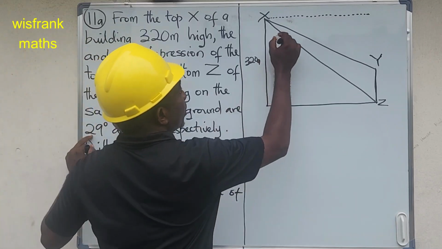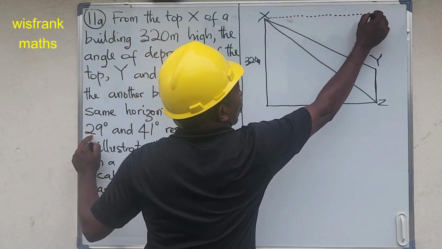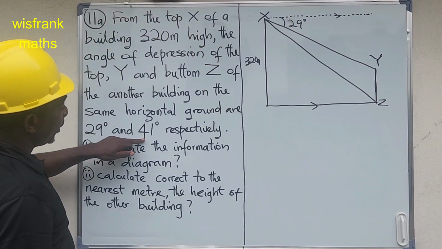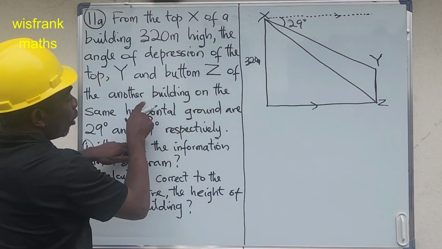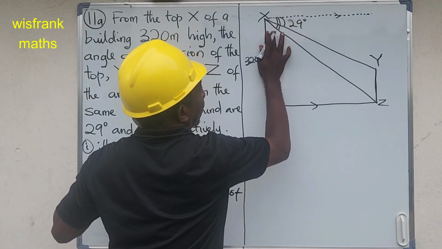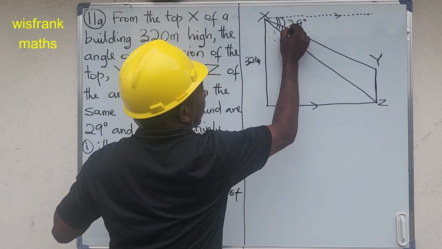The first one is 29. From here, which is parallel to this line, is 29 degrees. And 41 degrees to the bottom Z of the other building. From here to here, this point is 41, okay? Here is 41 degrees.